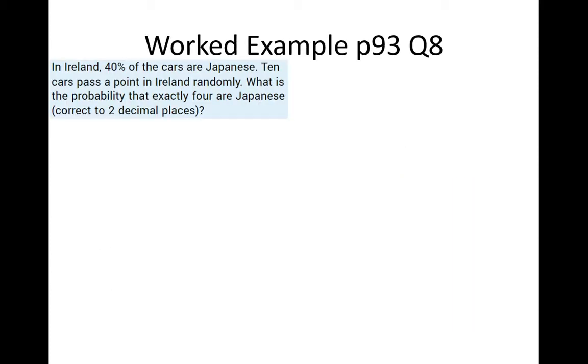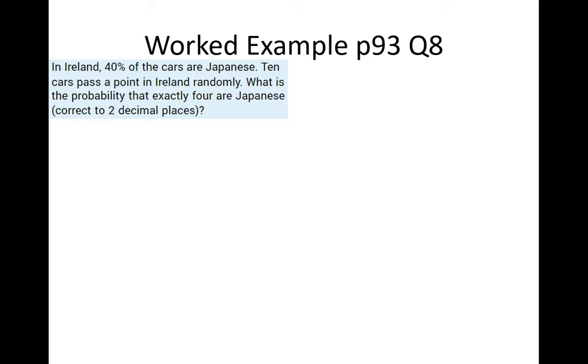Okay, I'm going to take 3 examples from using the binomial distribution or Bernoulli trial easily, and then I'm going to go on to a further 3 examples which have a little complication in relation to the way in which we have to look at the combinations of outcomes. Okay, in Ireland, 40% of the cars are Japanese. 10 cars pass a point in Ireland randomly. What is the probability that exactly 4 are Japanese, correct to 2 decimal places?